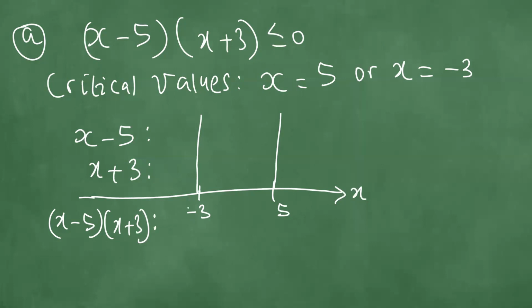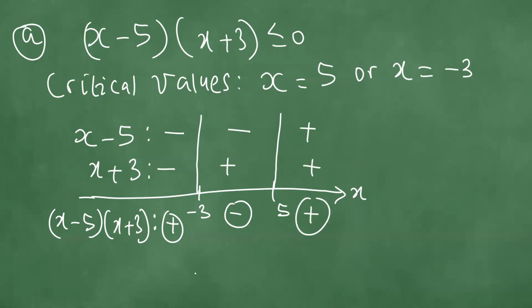To the left of minus 3, take an arbitrary number like minus 5. Minus 5 will give us negative, minus 5 plus 3 will give us negative. The product of these will give us a positive. Between a negative number and a positive, you can always choose 0. 0 minus 5 is a negative, 0 plus 3 is a positive, and therefore the product is negative. Bigger than 5, 10, suppose, can be chosen. 10 minus 5 is a positive, 10 plus 3 is positive, and the result is positive. So if we're interested in where this is negative, it is obviously in between.